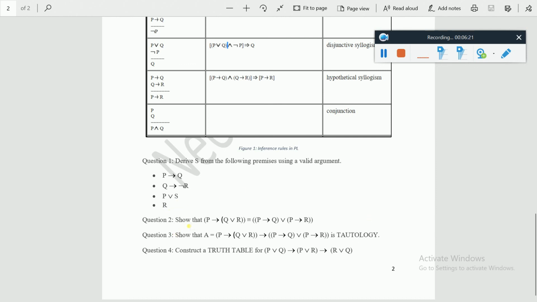Question number 2: we need to show that these two statements are equivalent. These two WFFs are equivalent. Question number 3: we need to show that this WFF is a tautology. And question number 4: we need to construct a truth table for this WFF. So these are the four questions.